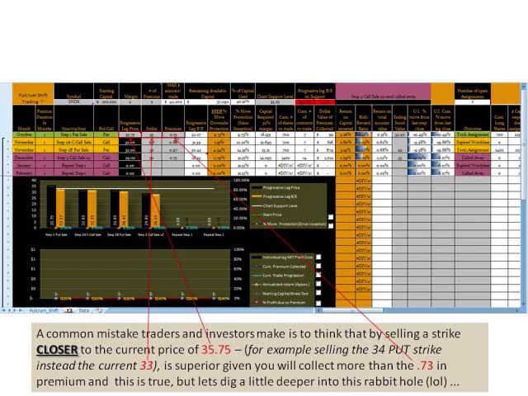A common mistake traders and investors make is to think that by selling a strike closer to the current price of $35.75, for example, selling a 34 put strike instead of the current 33, is superior, given you will collect more than the 73 cents in premium. And this is true, but let's dig a little deeper into this rabbit hole.